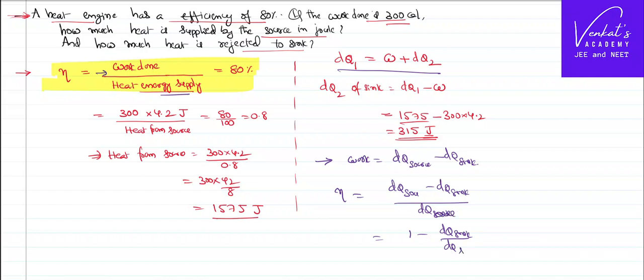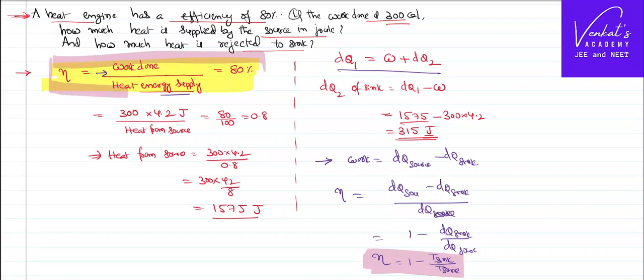Denominator is source. So if you want to write it in temperatures, we can write it as 1 minus temperature of the sink by temperature of the source, in absolute temperatures. You can also use this formula for the efficiency when the temperatures of the source and sink are given for you. If not, we have to use this formula. This is how we have to solve the problem.